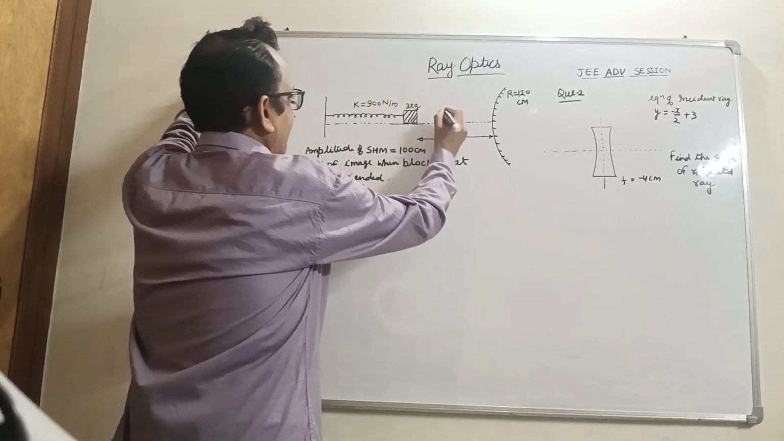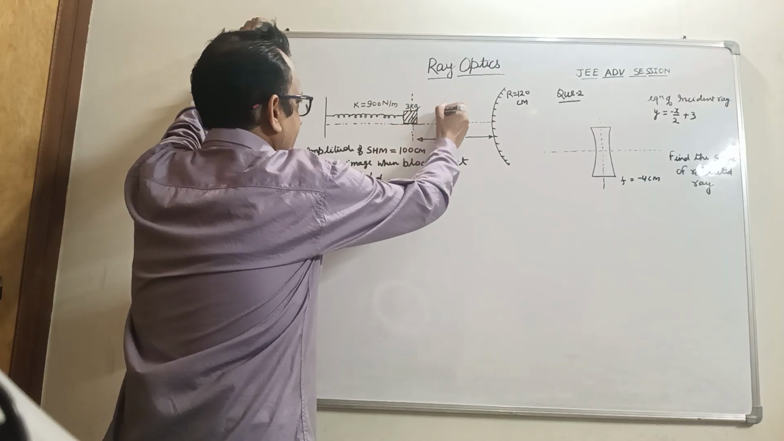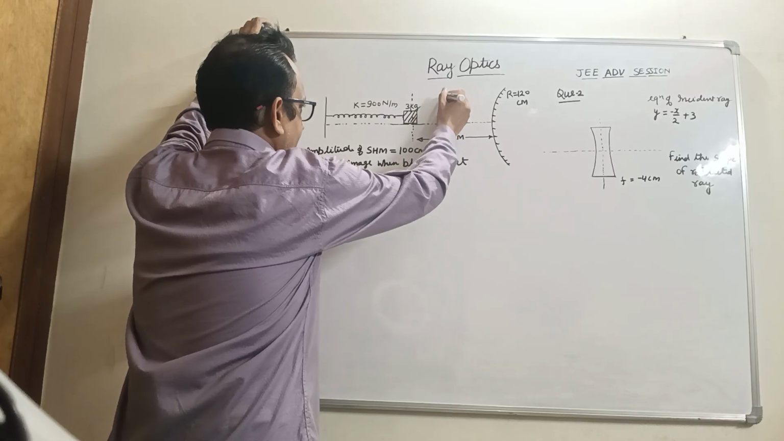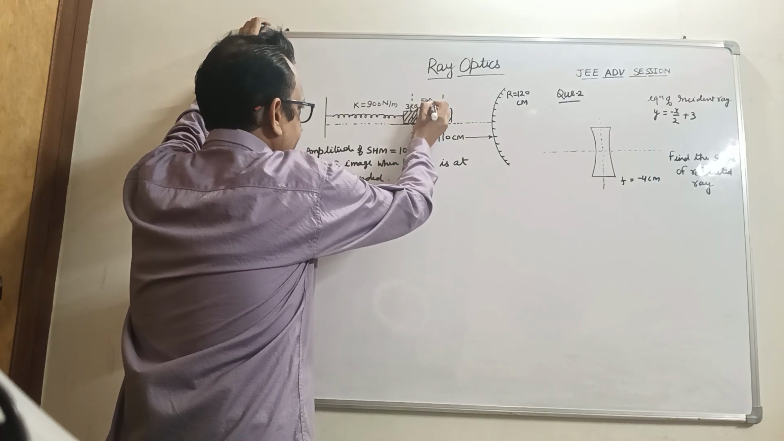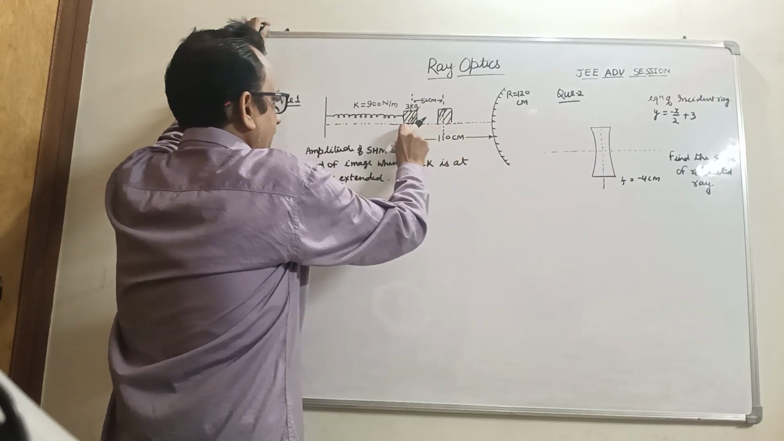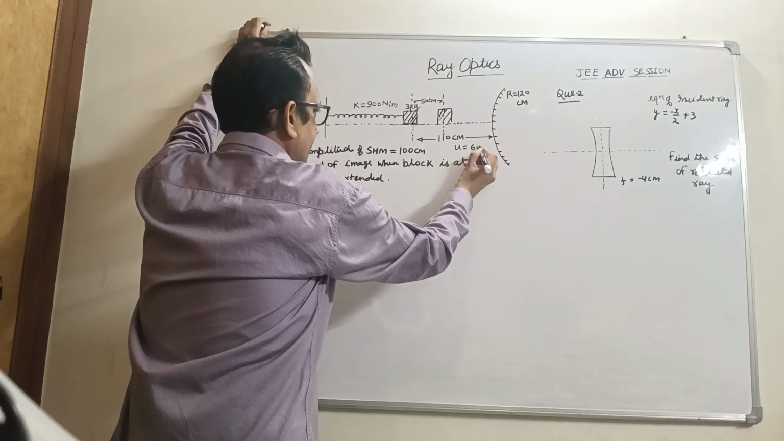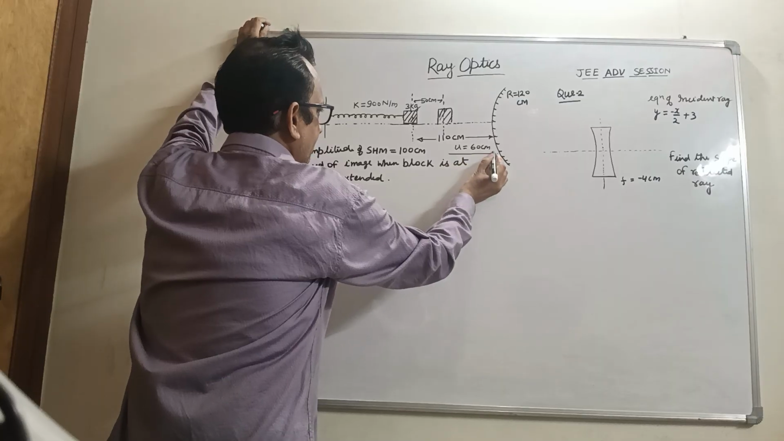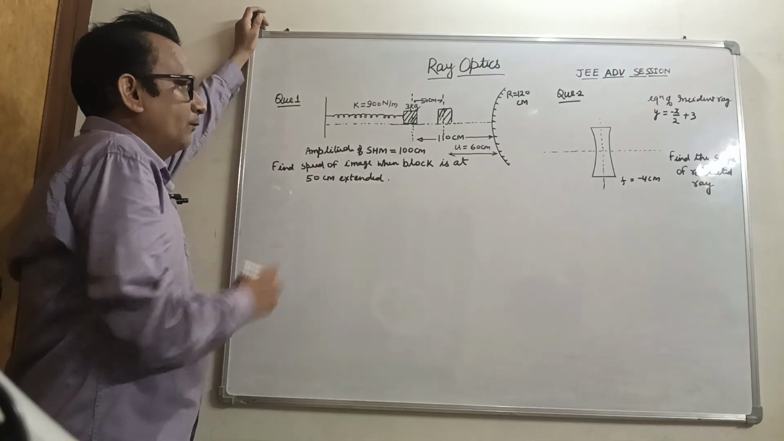So when this block moves from its initial position, the block becomes at that position, at 50 centimeter. So the object becomes here. So u will be 60 centimeter. This distance is 110 centimeter. So u becomes 60 centimeter. So we have to find the velocity of the object.